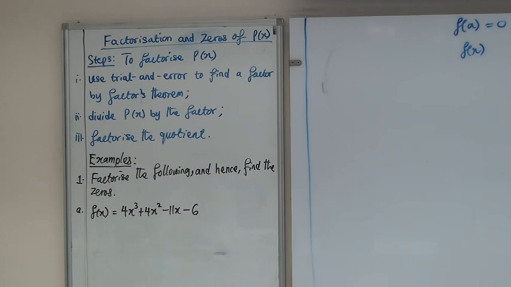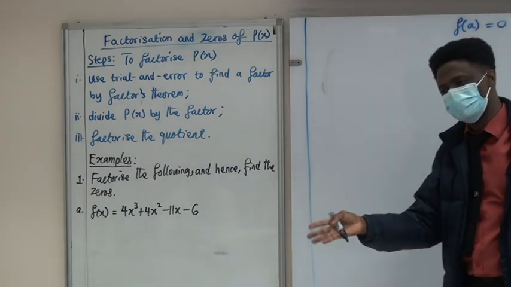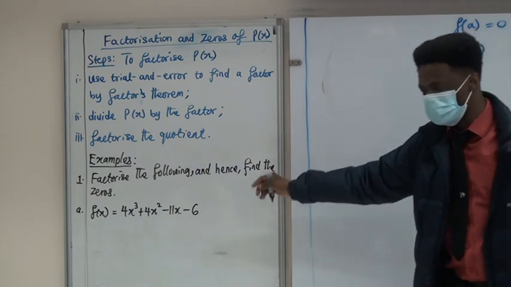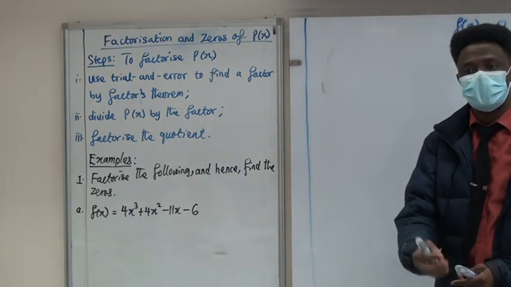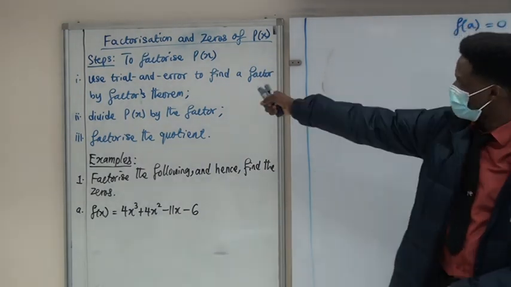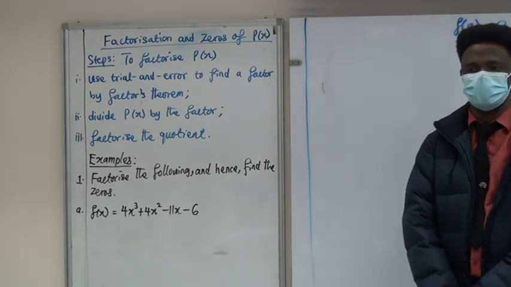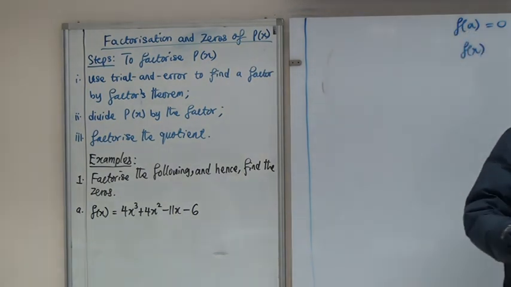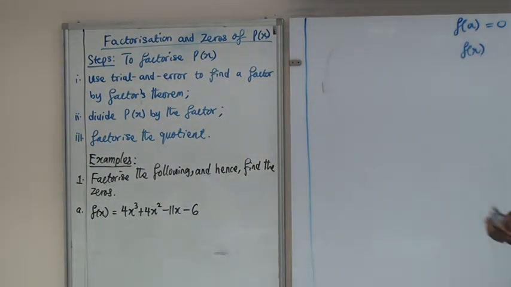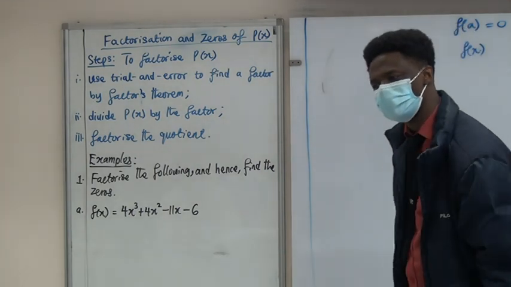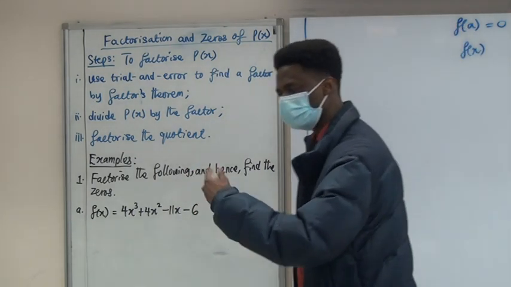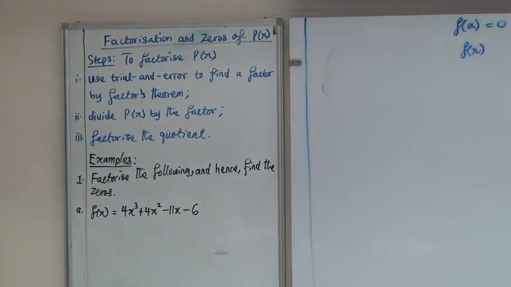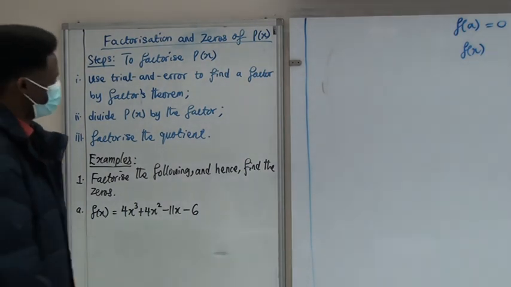Understand? So you substitute different values. I want you to try 1, minus 1, 2, minus 2, 3, minus 3. You should be able to get one that will give us 0, so that we can get the first factor. That's why I said use trial and error to find a factor. Everybody, quickly, check. Substitute 1, minus 1, 2, minus 2, 3, minus 3, 4, minus 4. I'm sure you will get something. I said substitute, not write. Use your calculator, quickly. Don't waste time. That's why I asked you to bring out your calculator.